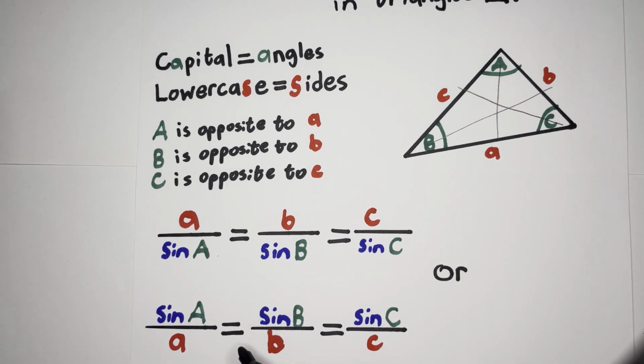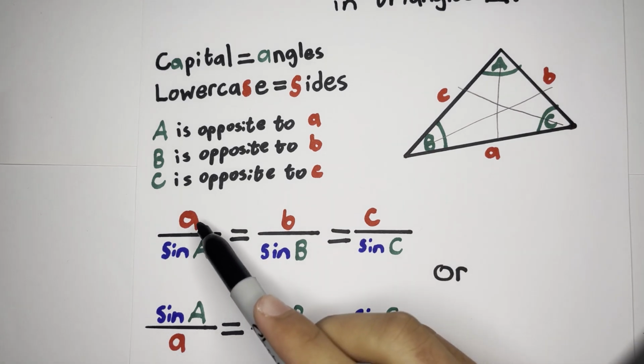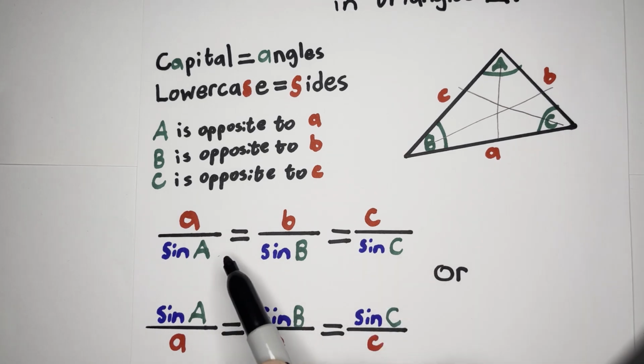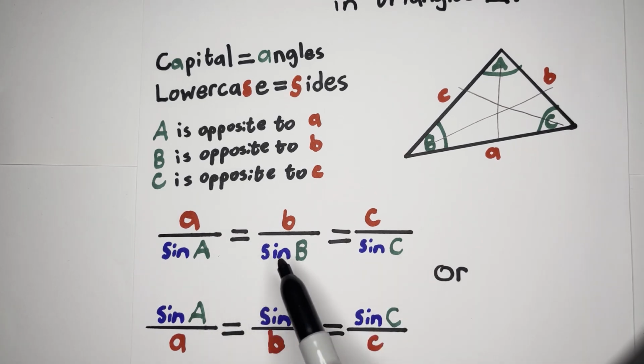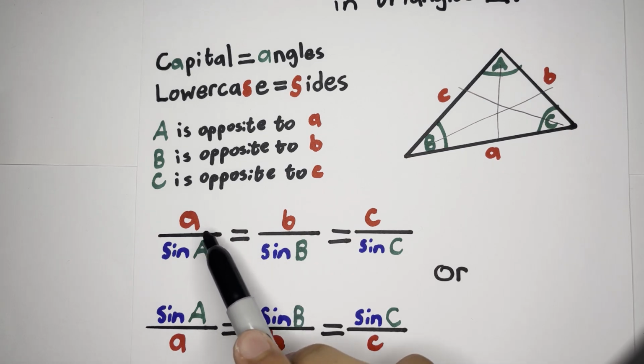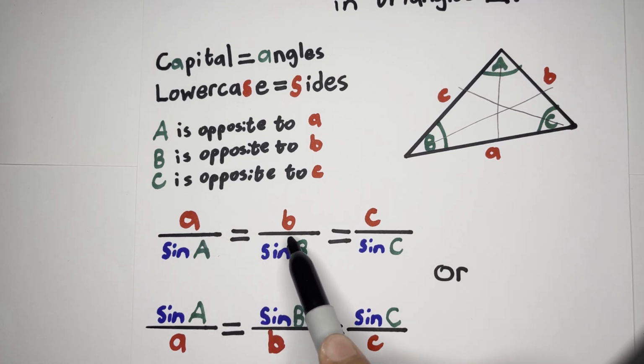However, you must make sure that if you're using the flipped version of the rule, all of the terms are flipped. You can't have it so that side a is on top and then side b is at the bottom. It all has to be consistent. Usually in exam questions you only need to work with two of the fractions at a time. So, for example, you could be using side a and angle B to work out the missing side b.